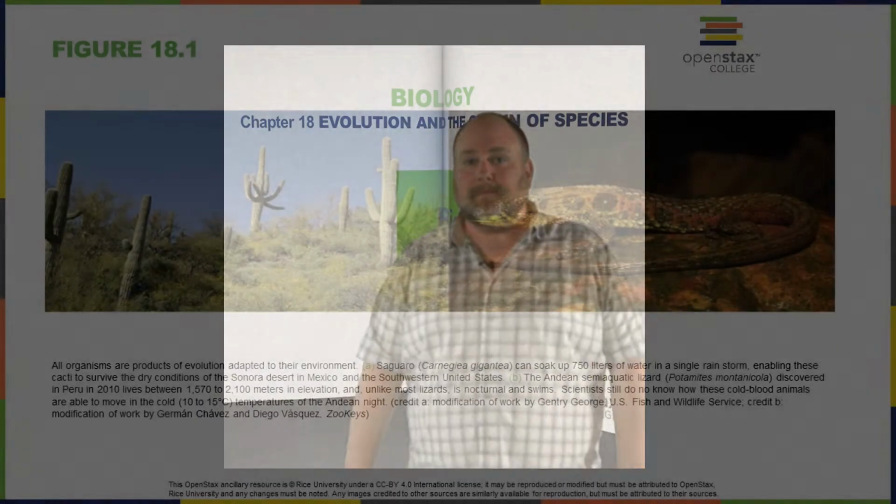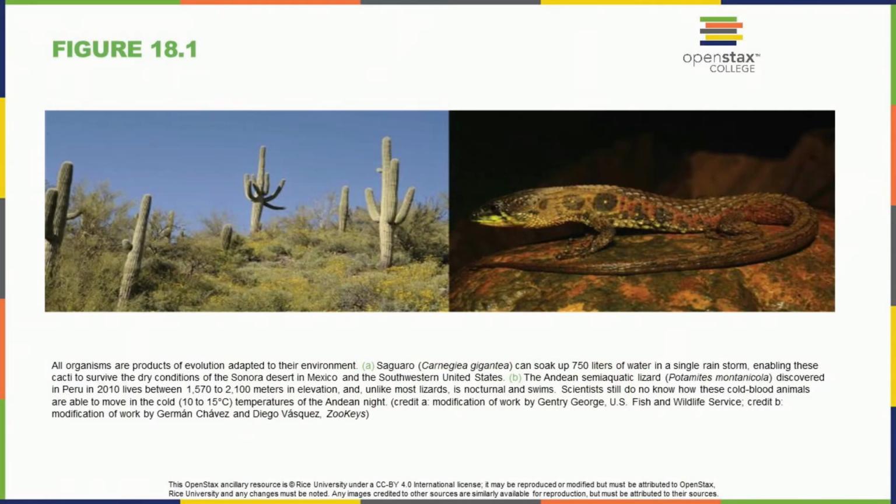For this first chapter, we're going to be talking about evolution and the rise of new species. Evolution is the change in the allele frequency in a population over time. It's important to understand that it's not the individual that changes. This process leads to populations that are adapted to their environments, like the cactus seen here.